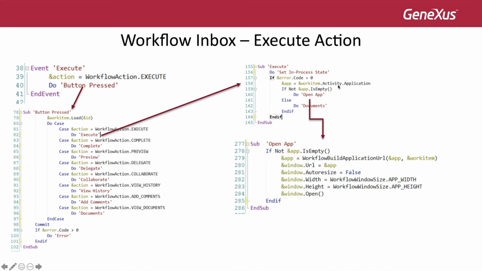In that diagram, for the activity, the user writes in the properties the application that will execute when the work item is running. So we are going to use the work item variable again, the activity, and the application property to obtain the application needed to run. If the application is not empty, then we'll execute the open app subroutine. In the subroutine, it just uses the window variable data type to create a pop-up and open the application.